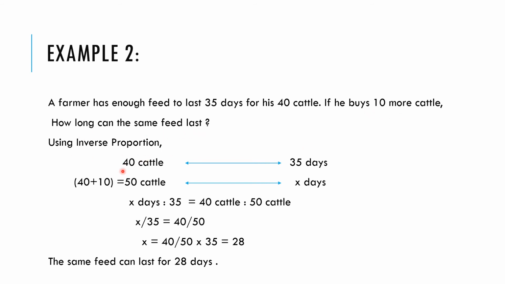Now, using inverse proportion, for 40 cattle, the feed can last for 35 days. When we add 10 more cattle, that is 50 cattle, we have to find how long the feed will last. Now, x over 35 is equal to 40 over 50. X is equal to 40 over 50 into 35, that is 28. So the same feed can last for 28 days.